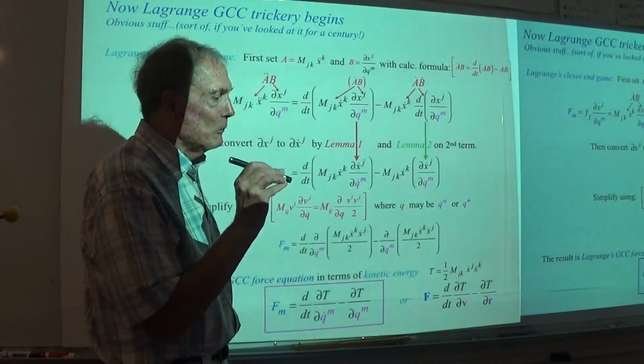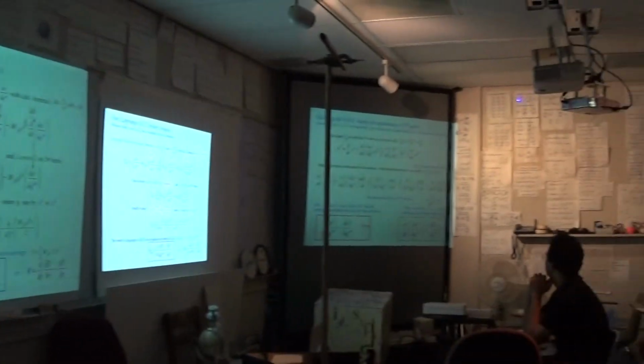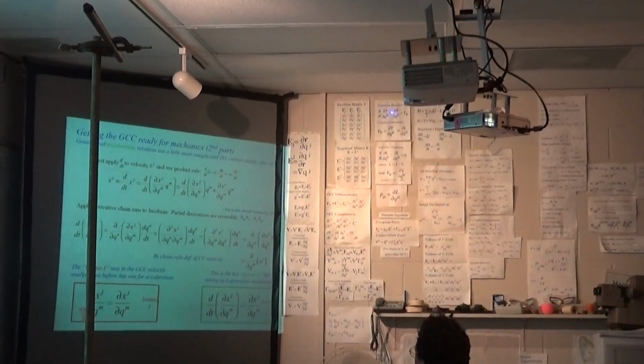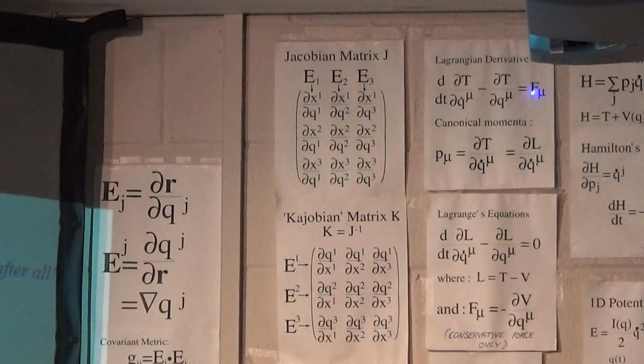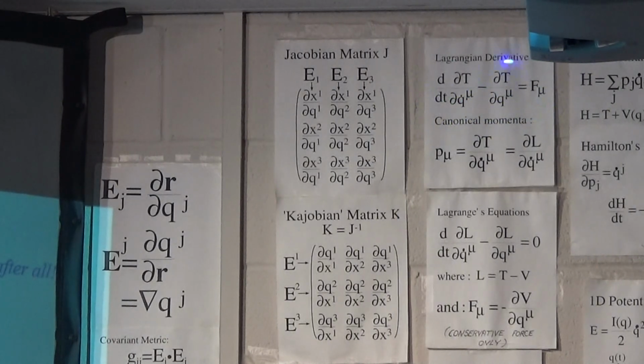Let's look at what's on the wall up here. In particular, let's look at this. This is what we just derived. I call this the Lagrangian derivative equation. It involves a force component for each of the dimensions in your system. And what it does, and I'm going to point this out very quickly here, is it defines a momentum for you at this point. Okay, so we're at this point right now.